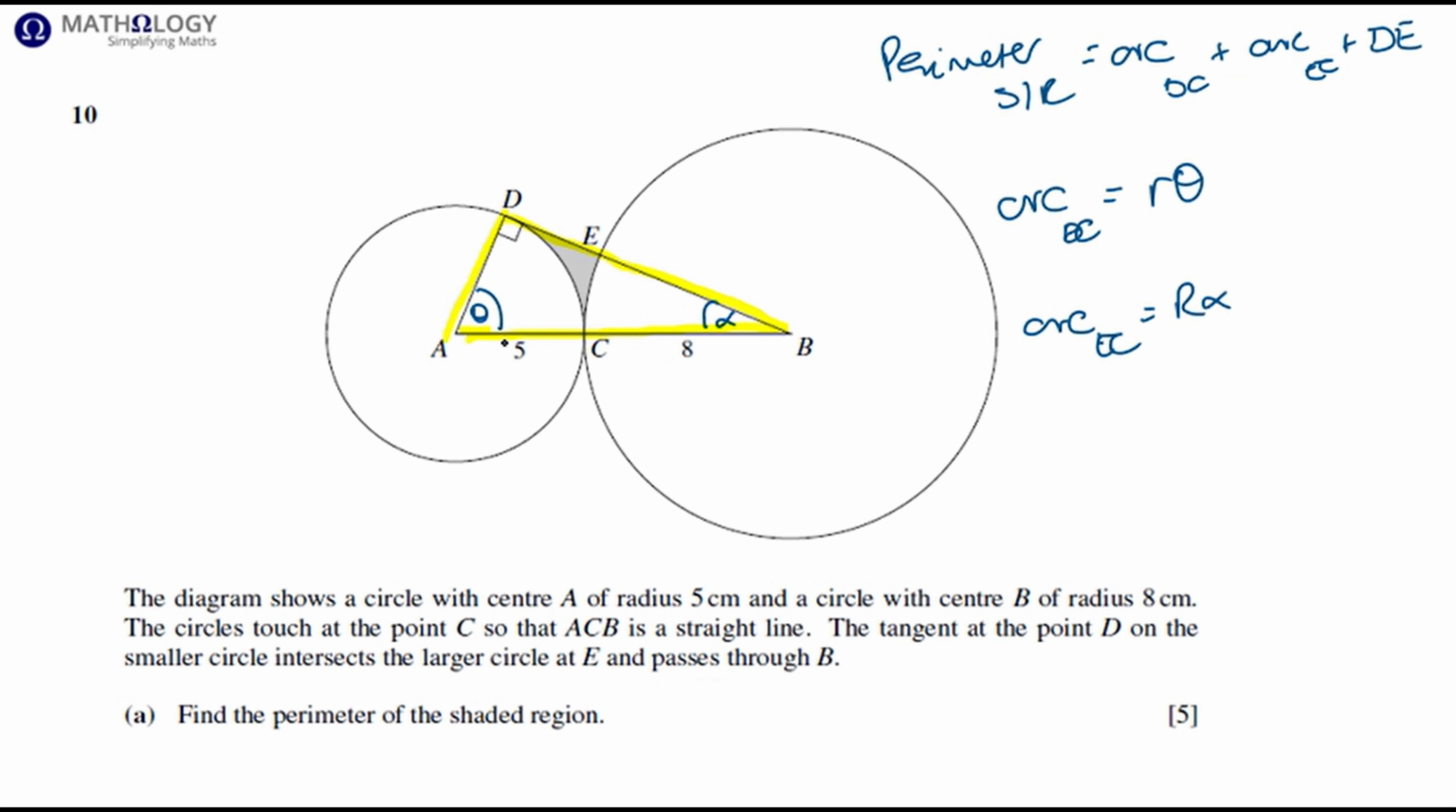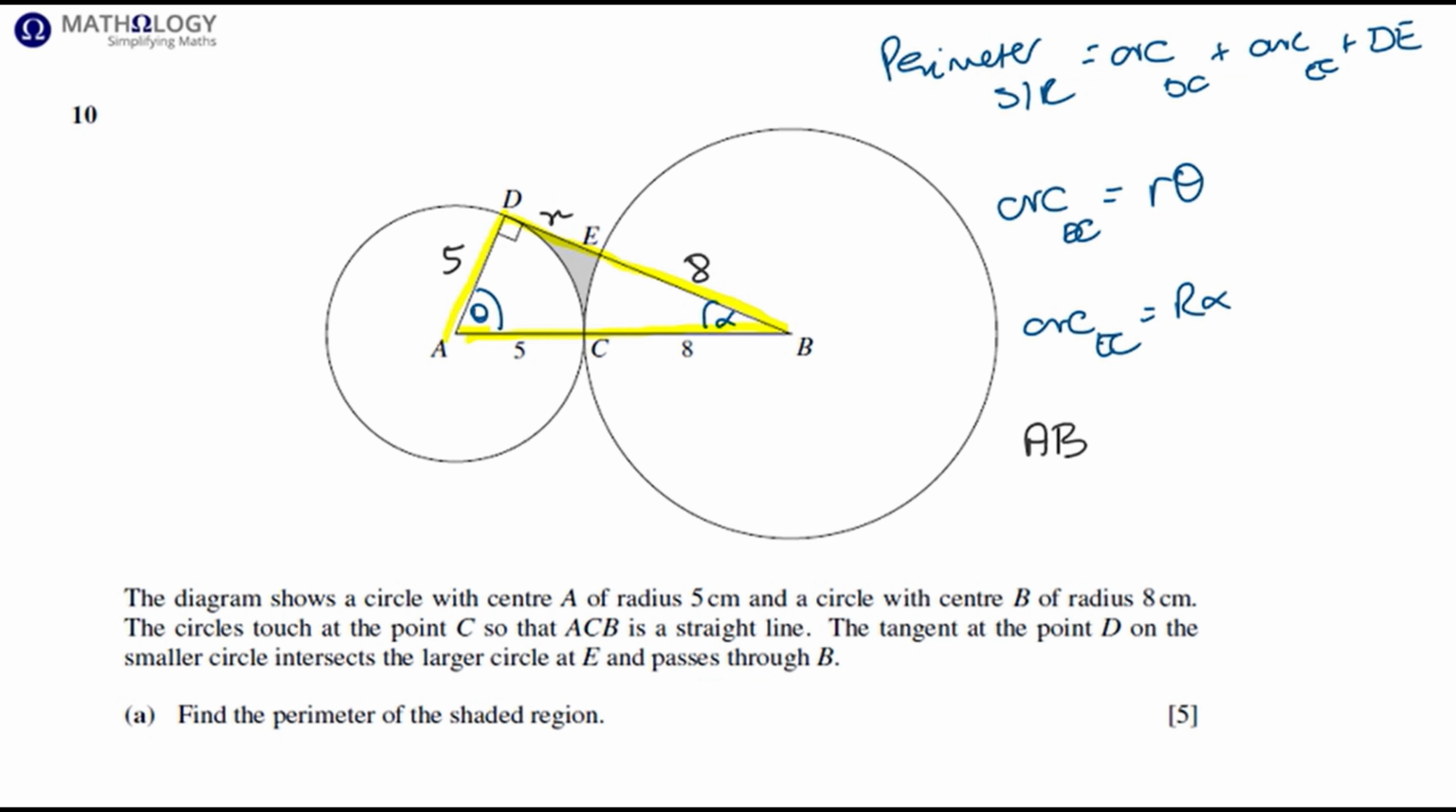So AB is given, it's 5 plus 8 is 13. AD is 5 because it's a radius, equal to AC. And BE is 8, which means if we call DE X, we don't have to, we can apply Pythagoras' theorem and get the length of BD, and then subtract 8 from it to get the length of DE. So that's where we're going to start.